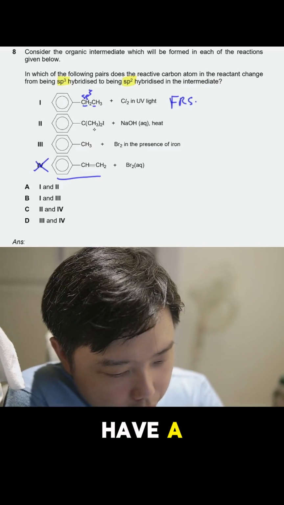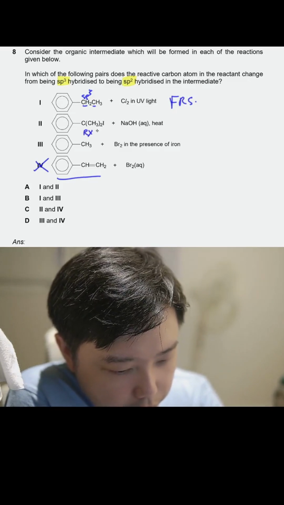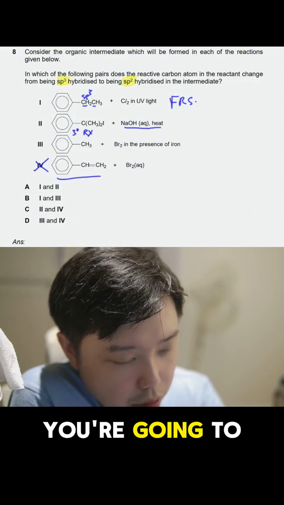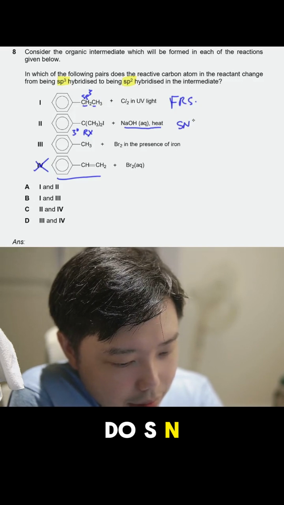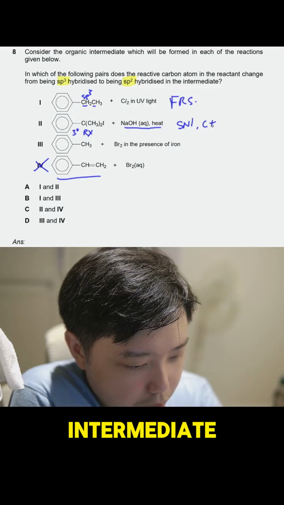Okay, so this one is a tertiary halogenoalkane, tertiary. You have NaOH with heat. You're going to do SN1. So in SN1, you have a carbocation intermediate.